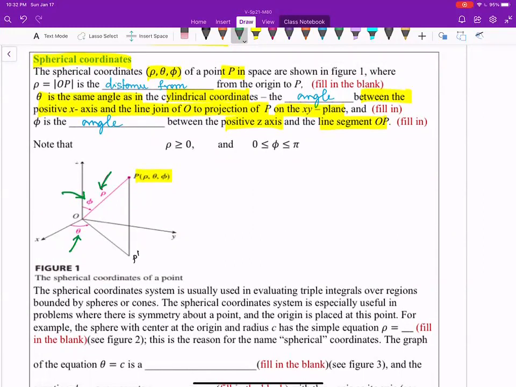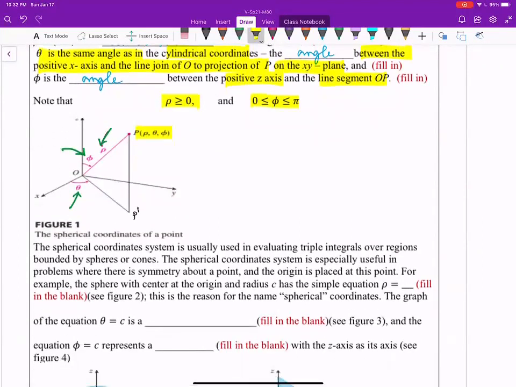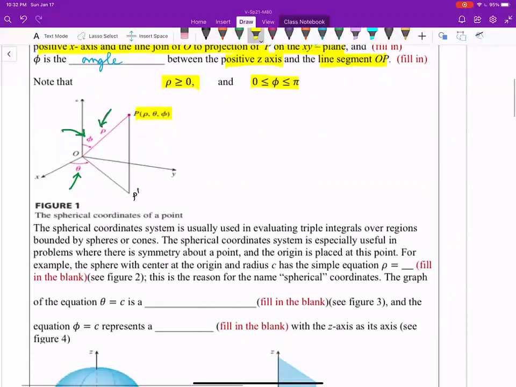Now, rho is always positive or 0. Rho is always greater than or equal to 0. Phi is the angle between 0 and pi. Theta can be from 0 to 2 pi. The spherical coordinates of the point P are shown in this figure. The spherical coordinate system is usually used in evaluating triple integrals over regions bounded by spheres or cones. The spherical coordinates system is especially useful in problems where there is symmetry about a point.